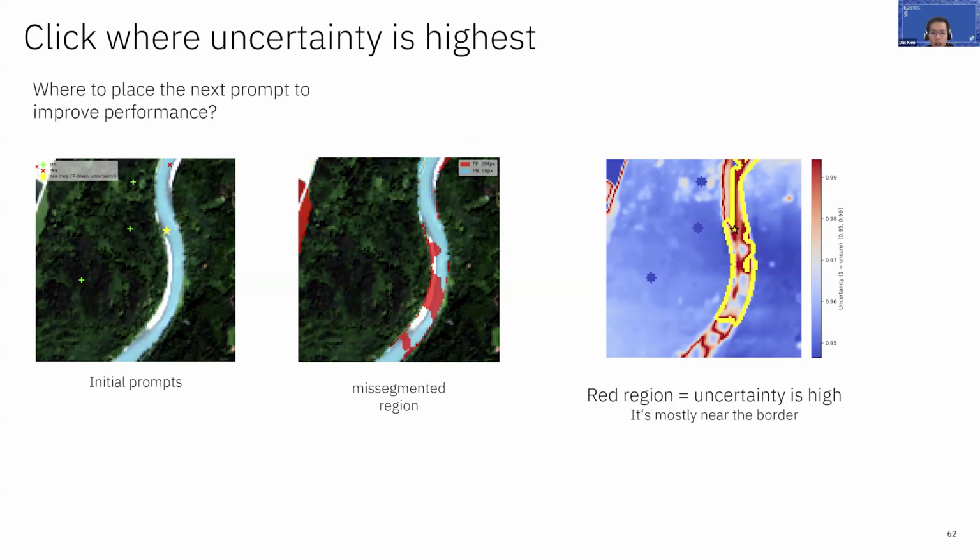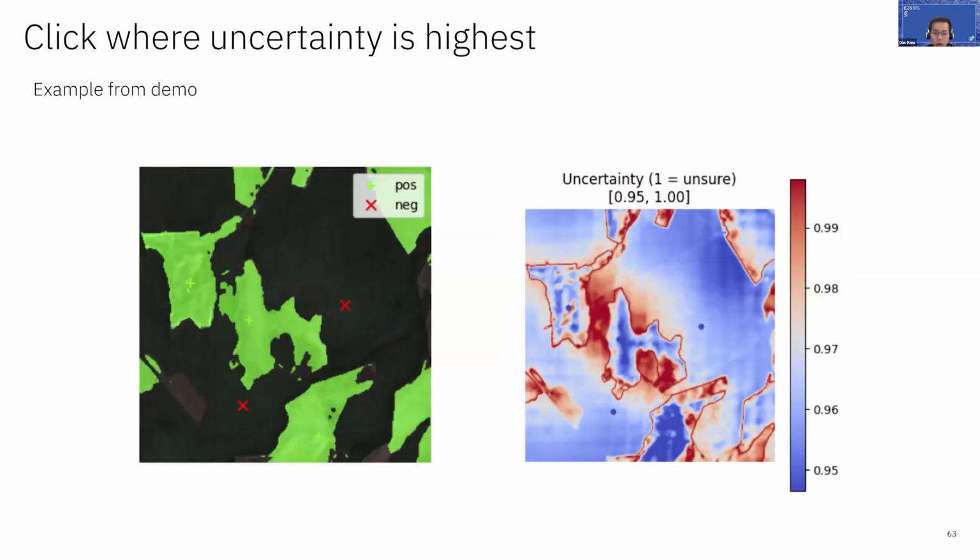The next thing we could do is to calculate the uncertainty. So where is the model uncertain that it belongs to forest, and put the next point there. You can see it here. The uncertainty is always high where the border is. Because this example might not be very clear, I took out the one example that I showed in the demo. You can see that the model is always very unclear near the boundary. So what we would do is put the next prompt at the boundary, somewhere where the uncertainty is high, and then calculate everything again, and do it for 10 rounds.